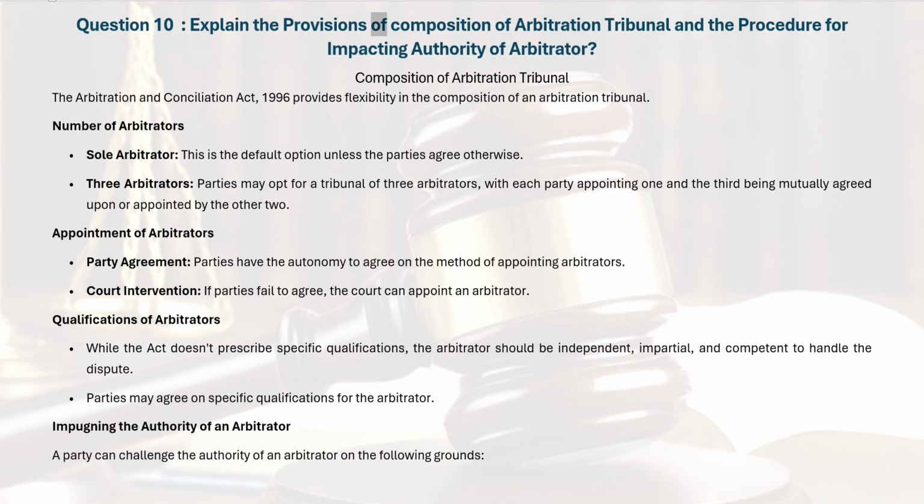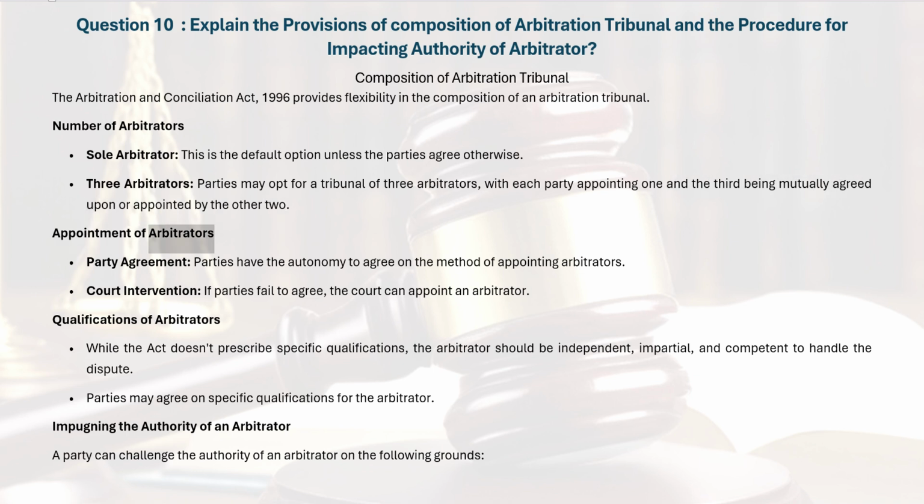Question 10. Explain the provisions of composition of arbitration tribunal and the procedure for impugning the authority of an arbitrator. Composition of arbitration tribunal. The Arbitration and Conciliation Act, 1996 provides flexibility in the composition of an arbitration tribunal. Number of arbitrators. Sole arbitrator. This is the default option unless the parties agree otherwise. Three arbitrators. Parties may opt for a tribunal of three arbitrators, with each party appointing one and the third being mutually agreed upon or appointed by the other two.